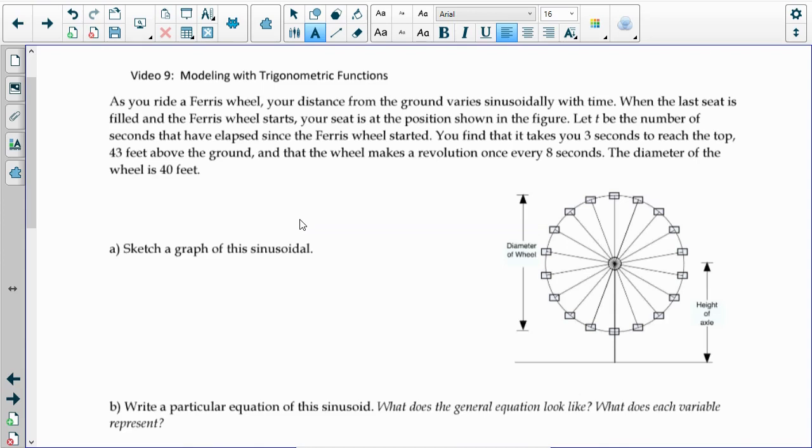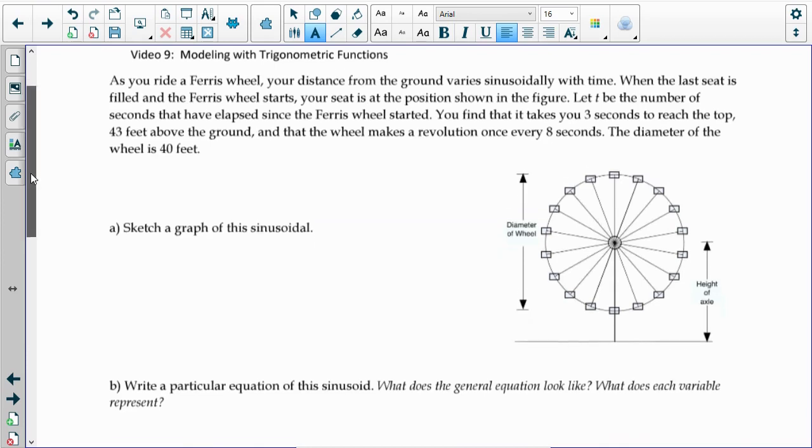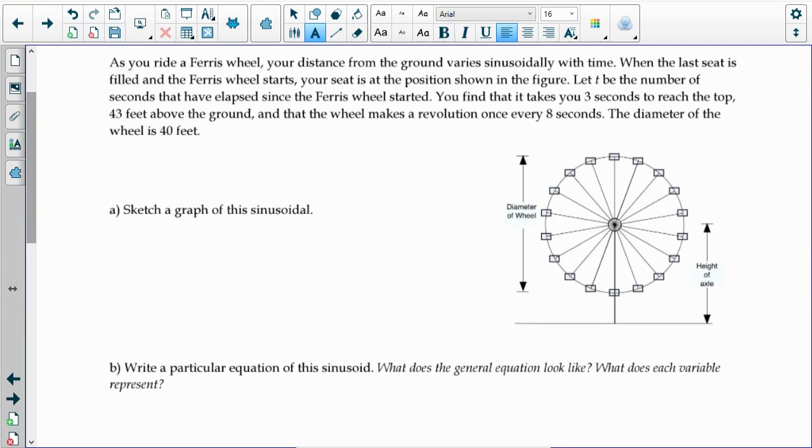We're going to do some modeling with trig functions now. So basically we're doing some word problems and then writing trig equations and solving some questions or answering some questions that they want us to do. As you ride a Ferris wheel, your distance from the ground varies sinusoidally with time. So that means it's just a sine or a cosine graph.